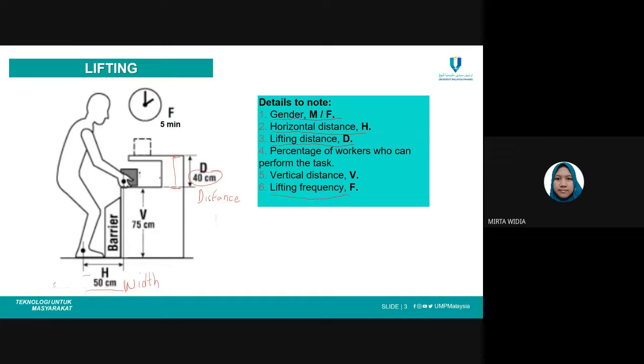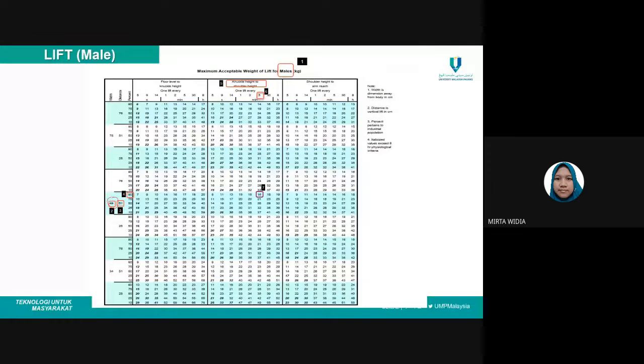Okay, distance is 40. So here for 40, there are 3 distances, which are 76, 51 and also 25. Which one is the closest or the nearest to the 40? 51, right? Compare with 76 and also 25.